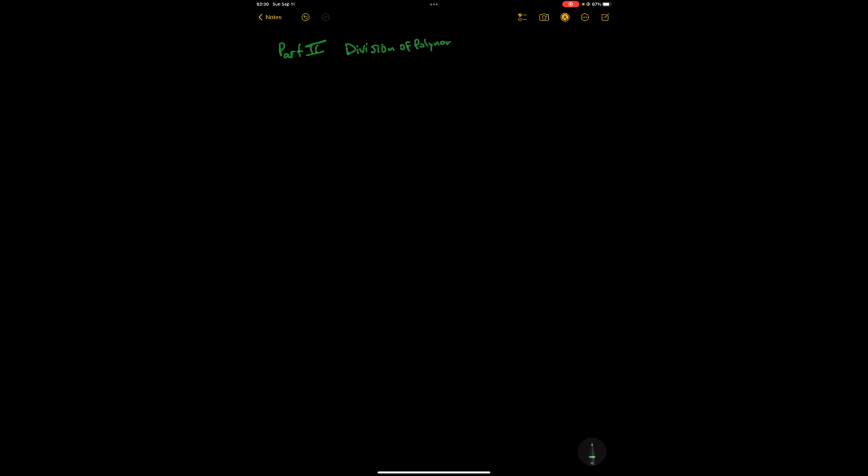So let's say, for example, we have this right here: 6uv cubed plus 9u squared v squared minus 3u cubed v, and we'll divide this by 3uv squared.